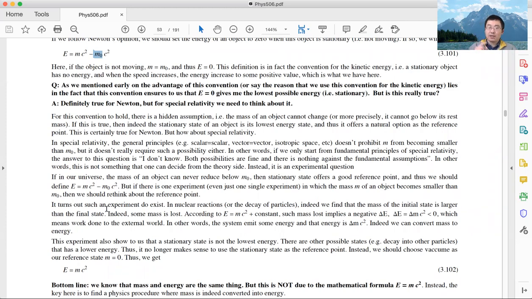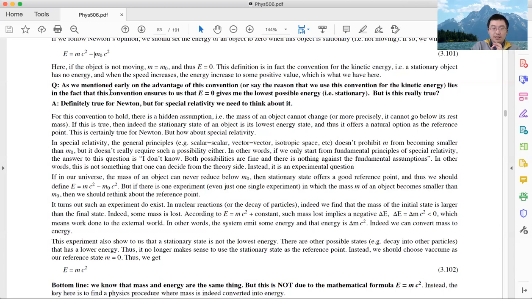So the bottom line: the rest mass of a system is not a fundamental physics constant. The rest mass of a system can change, and it can be further reduced, even down to zero. For example, when we annihilate a positron and an electron, the rest mass changes from twice the electron mass down to zero. A photon doesn't have rest mass. So experiments told us the rest mass of a system doesn't have a lower bound. In other words, the lowest possible energy state a system could have is actually zero.